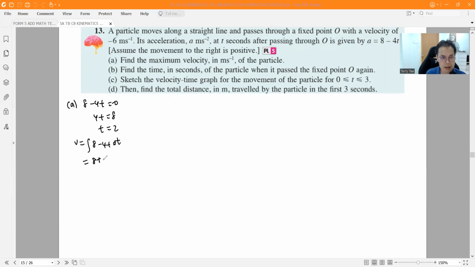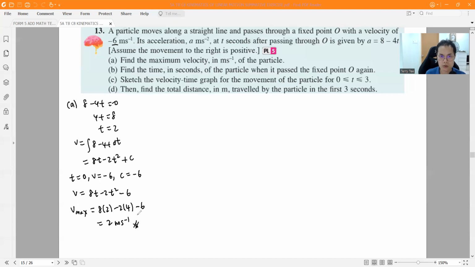So this is 8t minus 2t squared plus c. Remember, t squared over 2, cancel, get 2. When t is 0, what's your velocity? Your velocity is -6. So my c is -6. My velocity function is now this. Okay, now take t equals 2 and sub in. That will give us a maximum velocity. Put 2 inside. 2 squared is 4. So this is 16 minus 8, which is 8. 8 minus 6, you get 2. That is my maximum velocity.